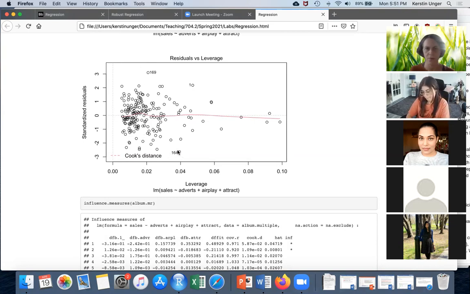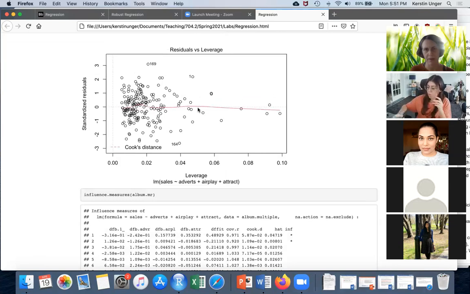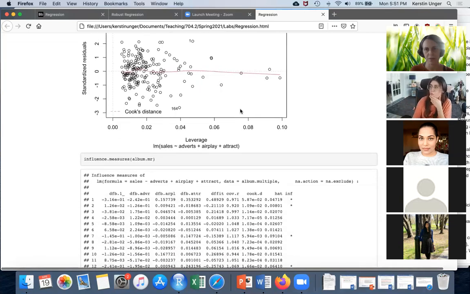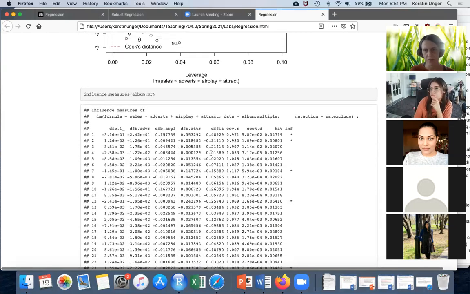And then the one at 64 has moderate leverage, so it's definitely worth looking at here. Also 169 and 164. These are definitely worth checking for validity and to get a better idea what's going on. But it's nothing that concerns us too much.